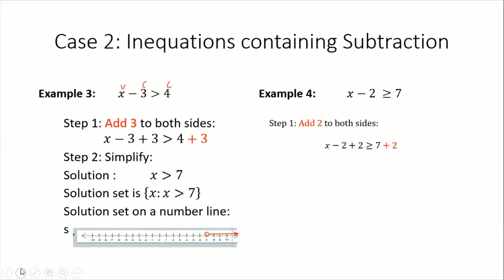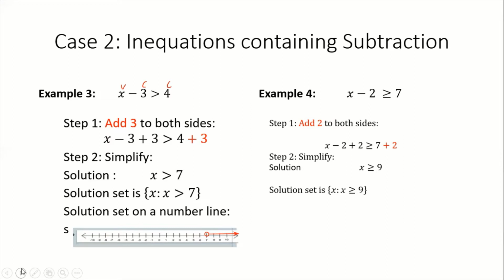Step 2, what are you going to do? Simplify. After you simplify, what would you end up with? x is greater than or equal to 9. Because what? Again, minus 2 plus 2, 0. 0 plus x, x. 7 plus 2, that's 9. And then what are you going to do next? You're going to represent your solution as a solution set.